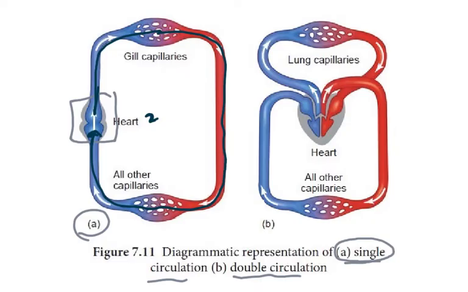While in a double circulation, what do you have? In a double circulation, this is what you have. You have a four-chambered heart.